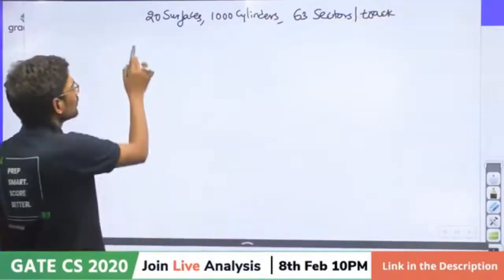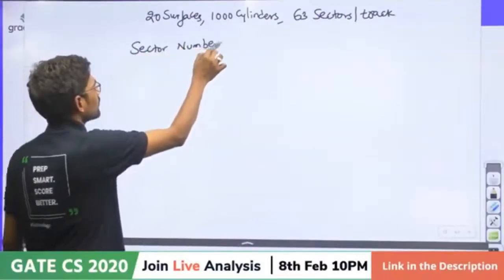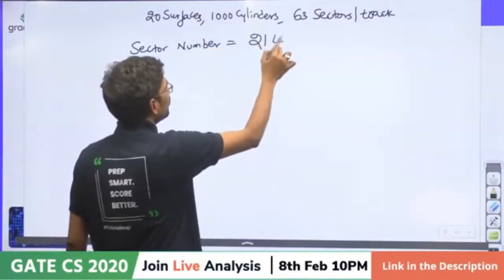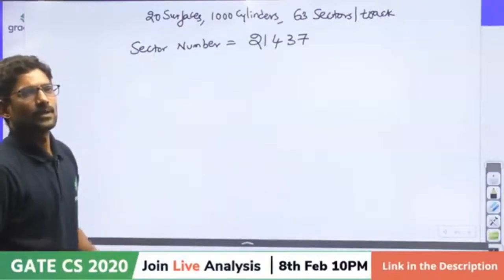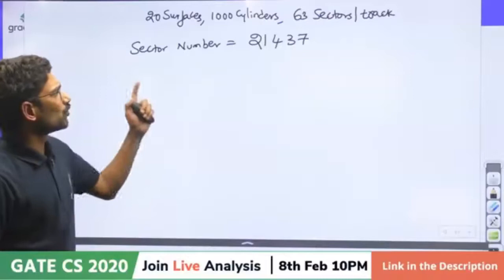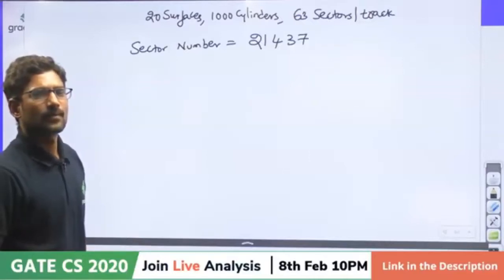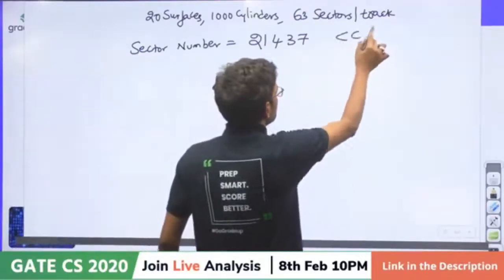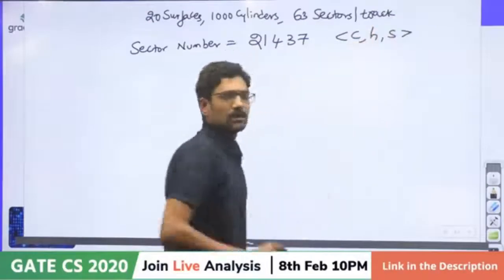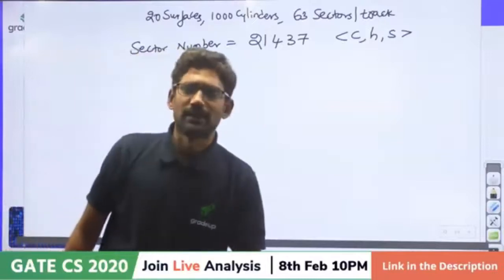Now, sector number is 21437. Sector number is 21437. Now I want CHS for this. There are no options. Now it is blank. Now let me see how many of you do it correctly.